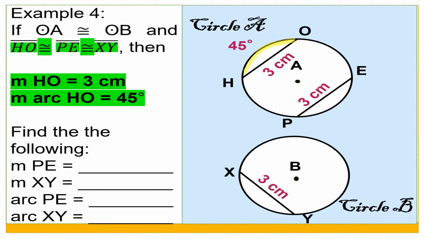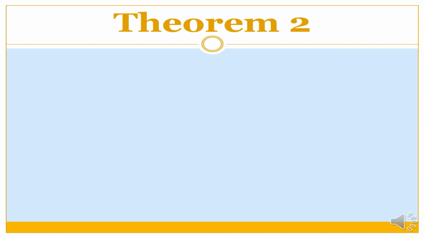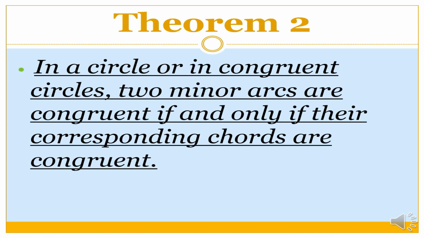Then, what is the measure of arc PE? The measure of arc PE is 45 degrees. And what is the measure of arc XY in circle B? The measure of arc XY is also 45 degrees because the corresponding arcs are also congruent. Again, according to theorem number 2, in a circle or in congruent circles, two minor arcs are congruent if and only if their corresponding chords are congruent.